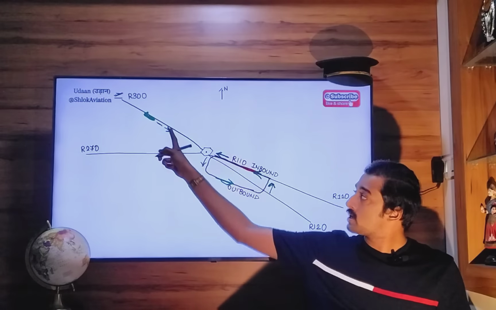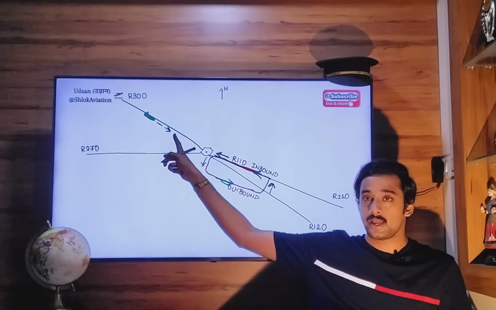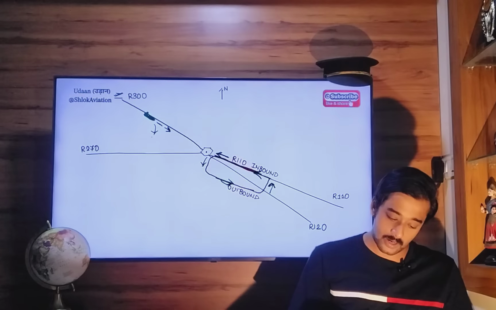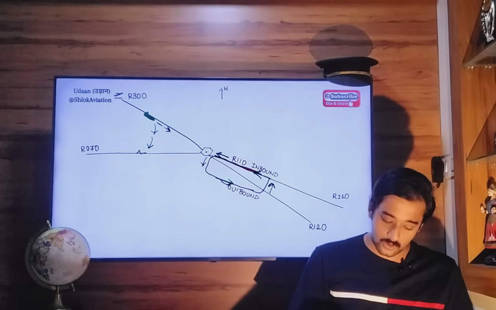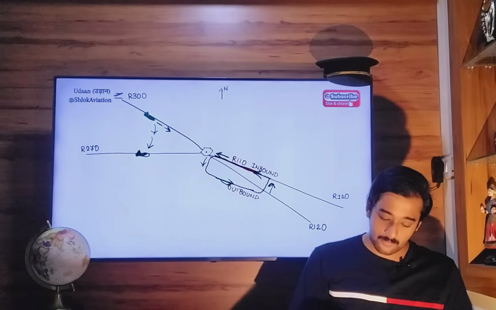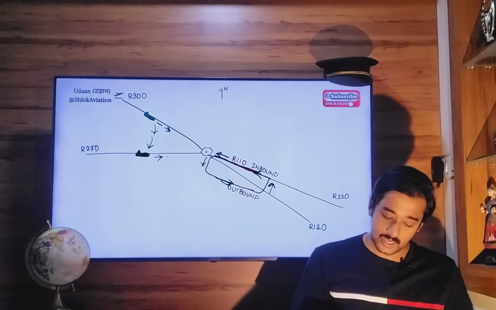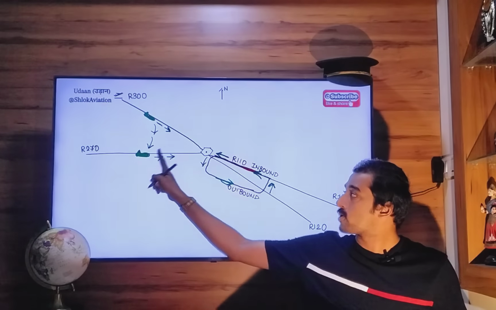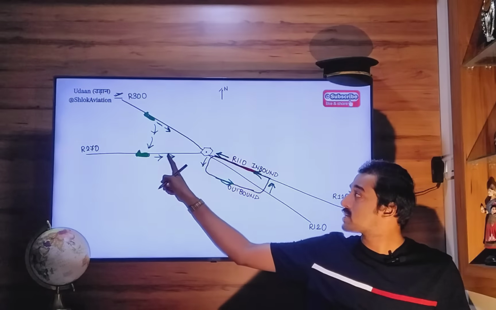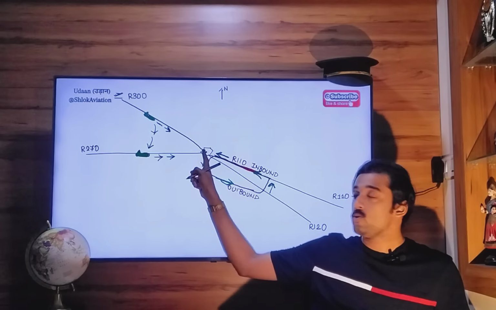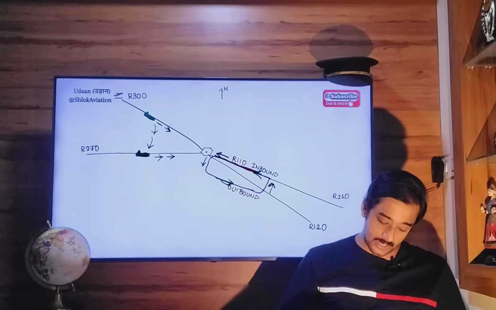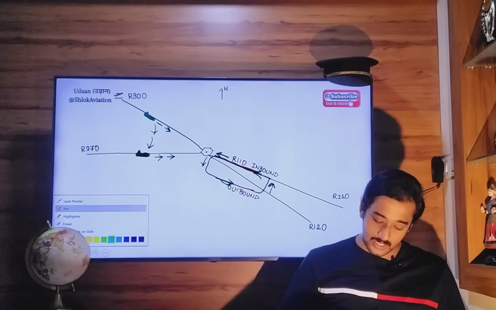Now you are approaching the station on radial 300. You are told to approach the station on radial 270. Now when you approach this station from the west of it, 270, and you want to enter this hold, how will you enter? So there are three types of entries. The first one is direct entry.